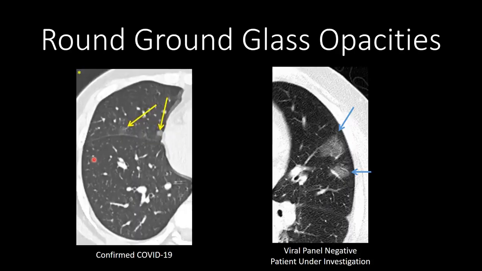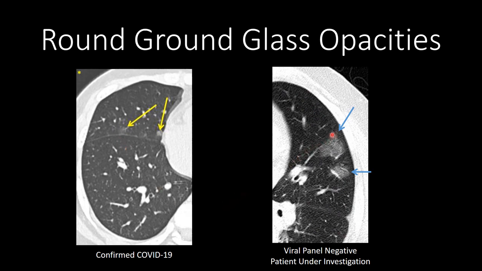All right, so let's get to some cases of COVID-19. Here we have a case care of Adam Bernheim at Mount Sinai showing early ground glass opacities. These are small, ill-defined ground glass opacities with a rounded configuration.